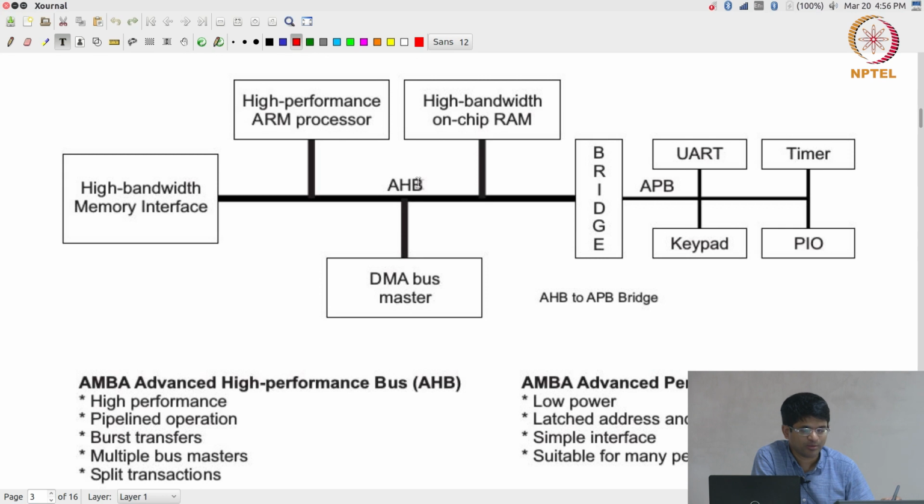The AMBA high performance bus, like we discussed last time, is used to connect those peripherals that have high performance requirements. The most obvious one is the high bandwidth on chip RAM, the memory. There is another memory interface which is off chip. So what is the difference between the on chip and off chip memory? The on chip memory is usually the cache or some other relatively small amount of RAM that is used just for storing data temporarily.